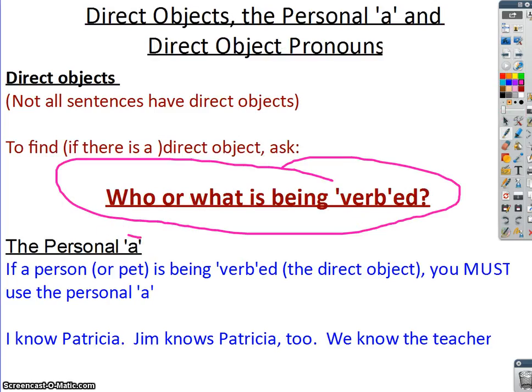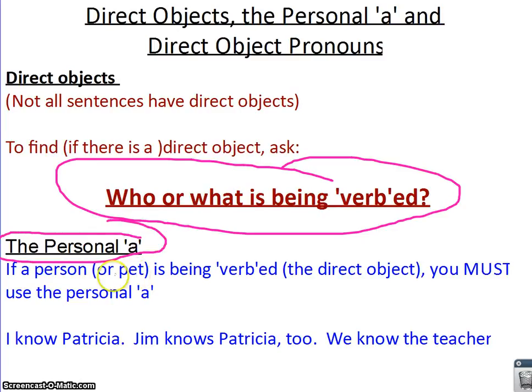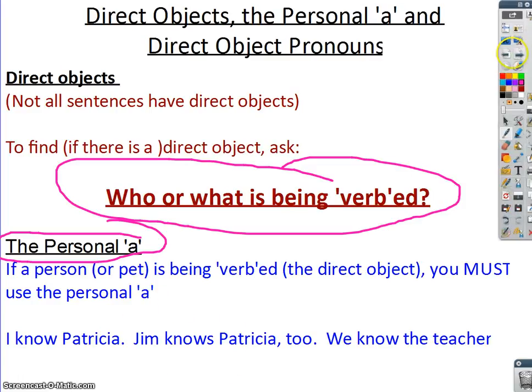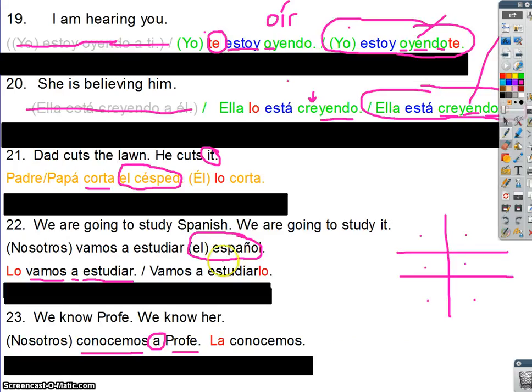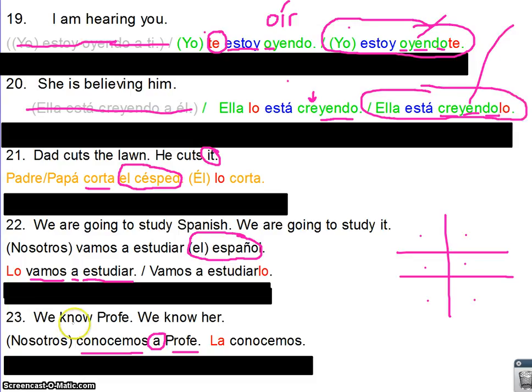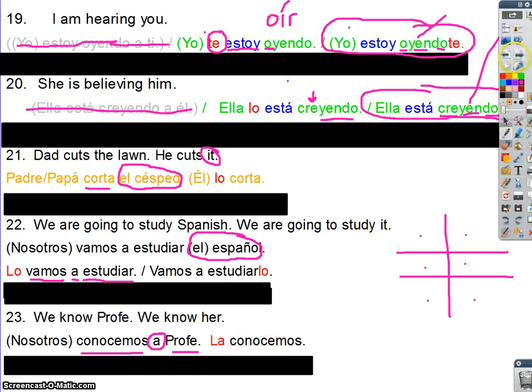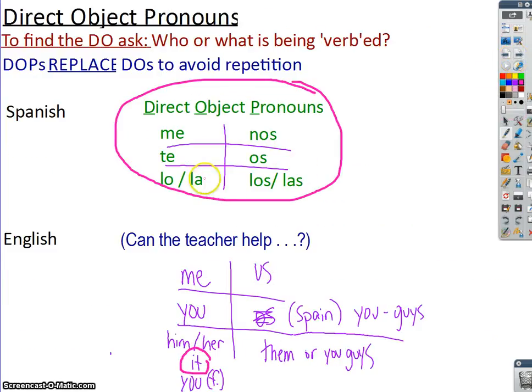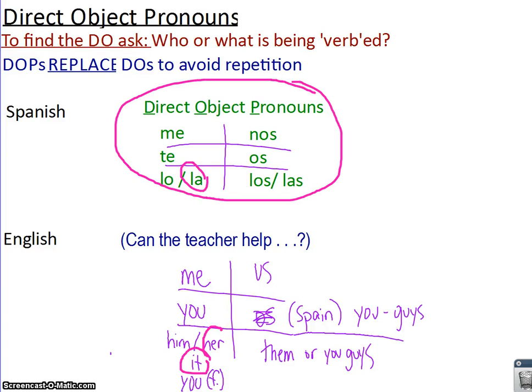That goes to our personal a notes. If a person or pet is being verbed, in this case being known, you must use the personal a by putting the letter a in front of the person. So I need a in front of profe because profe is being known, profe is the direct object, profe is a person. But in this sentence, we know her, she's being known, she's being verbed. I just need a direct object pronoun because in our notes we said that la can mean her.